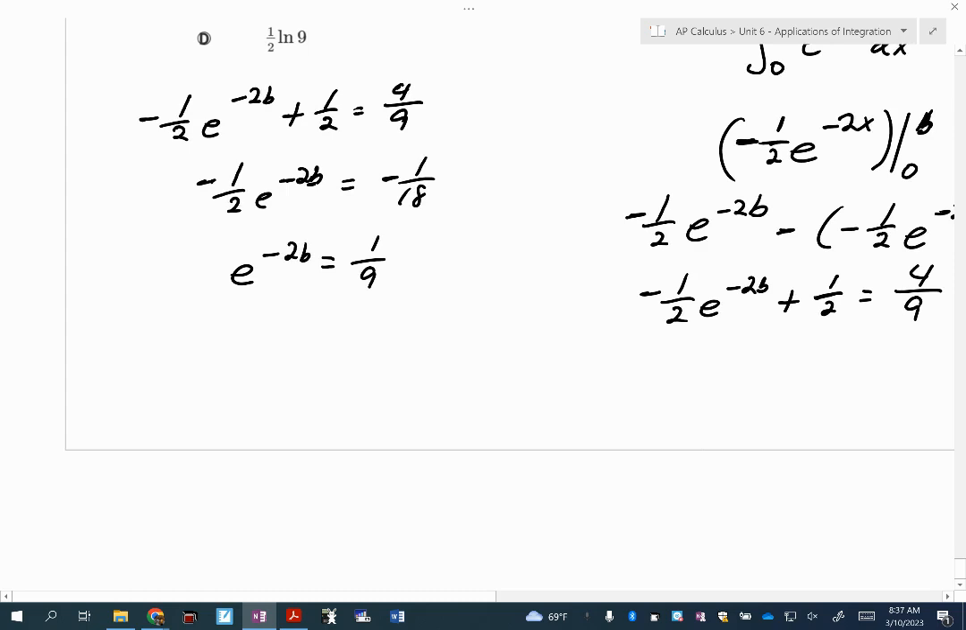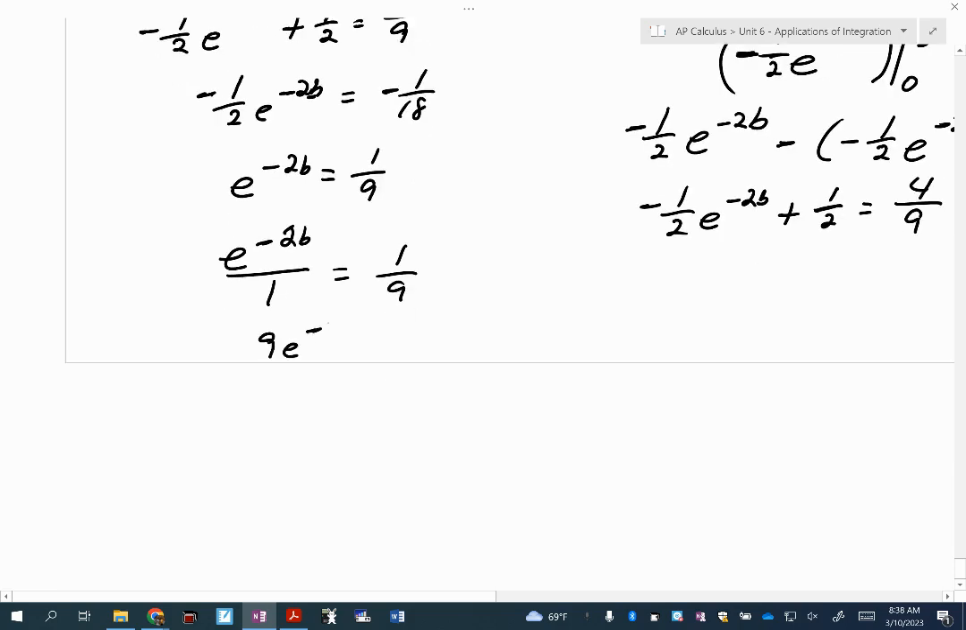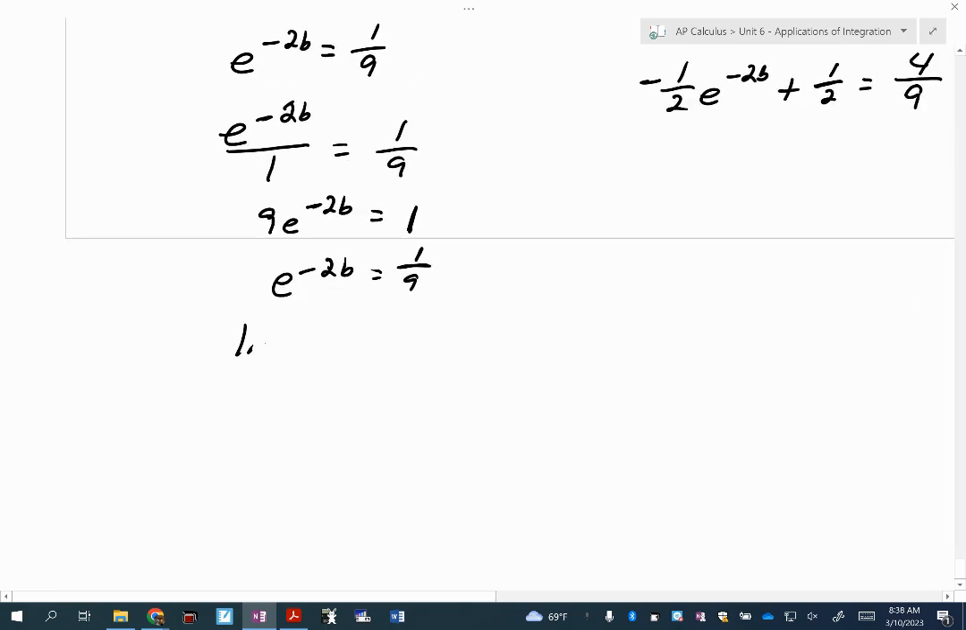And then this is where I'm going to rewrite this using the natural log. This is an exponential function. So the natural log of 1/9 equals negative 2b. Let's see if I like that. No, I don't want to do that. Let's first set this up as a proportion. Now we'll cross multiply. So 9 times e to the negative 2b equals 1. I guess we get the same thing. e to the negative 2b power equals 1/9. Take the natural log of both sides.